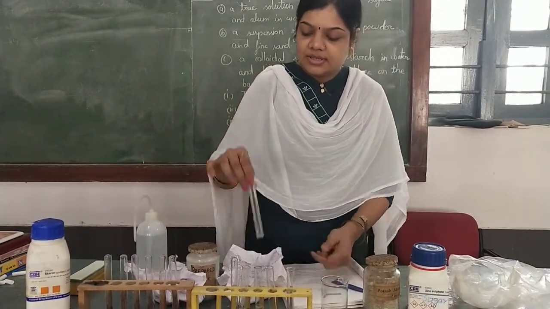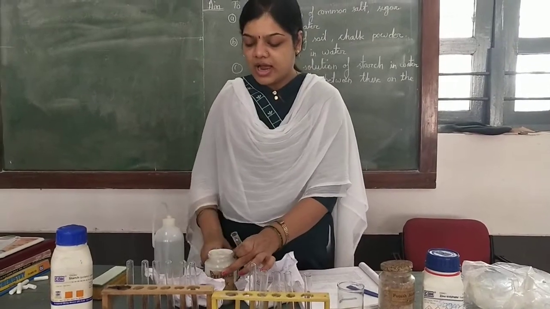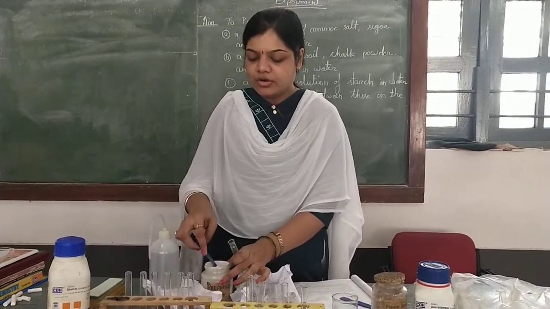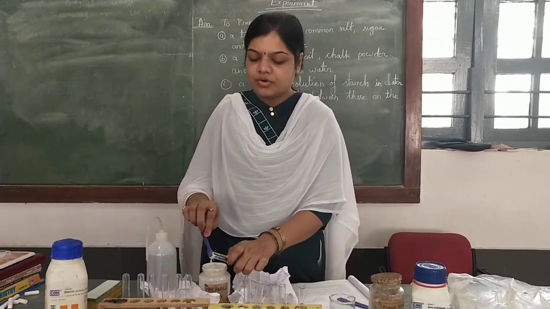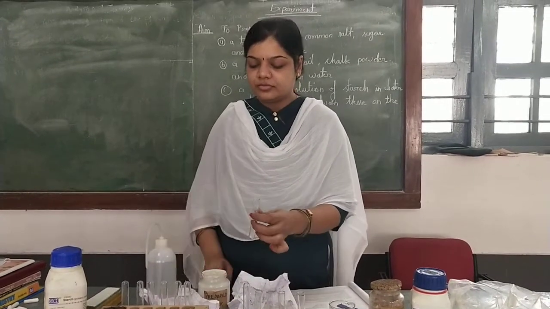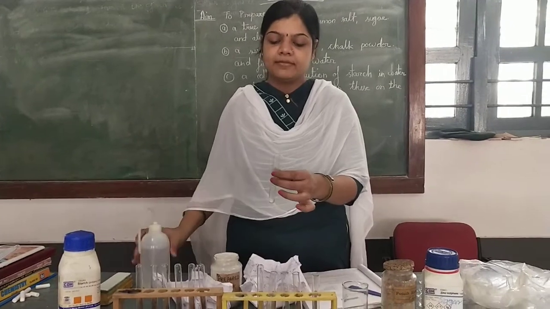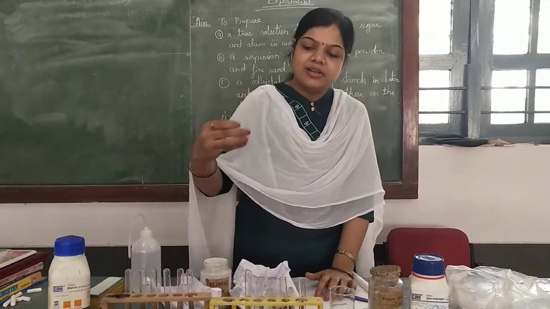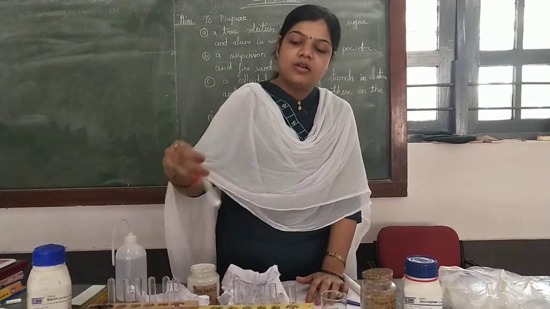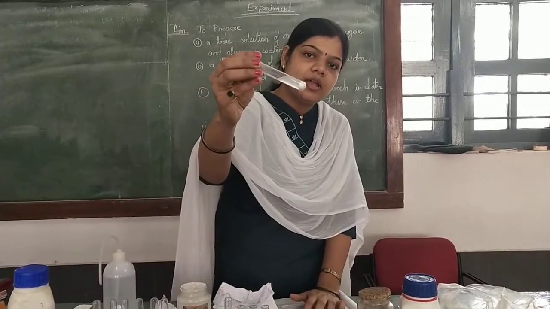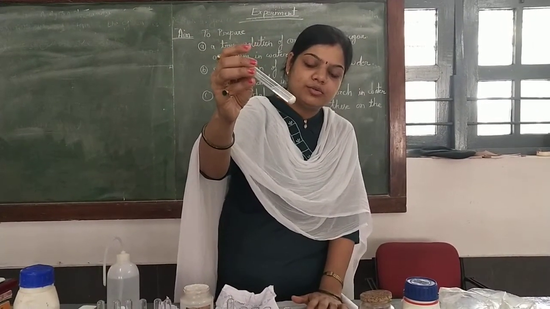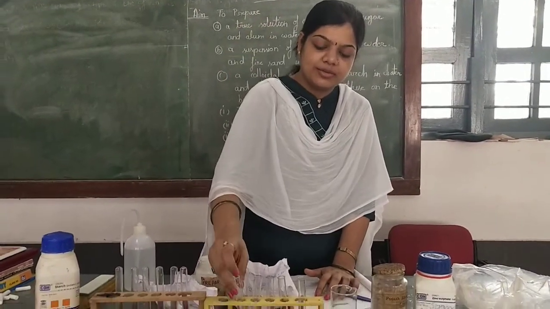Next, once again we'll take one test tube and we'll add some amount of chalk powder on it. This is chalk powder, and we'll dissolve it with water. We'll shake it vigorously, and finally we'll see that all the chalk powder gets settled down at the bottom of this test tube. So once again, this is a kind of suspension.